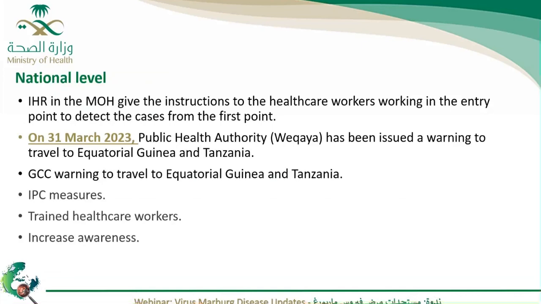At the national level, under the IHR, the Ministry of Health gave instruction to healthcare workers working at entry points to detect cases from the first point. And on 31 of March, the public health authority, Wikaya, issued a warning to travel to Equatorial Guinea and Tanzania. The GCC governments also issued the same warning. Some GCC countries recommend that travelers arriving from these countries isolate themselves. Also, IPC measures should be implemented, healthcare workers trained on dealing with suspect cases, and awareness increased. There is no issue for this situation now, but during Hajj season or Umrah season.